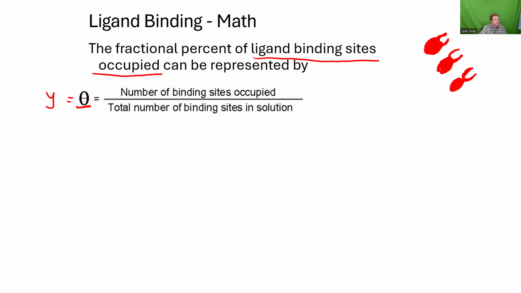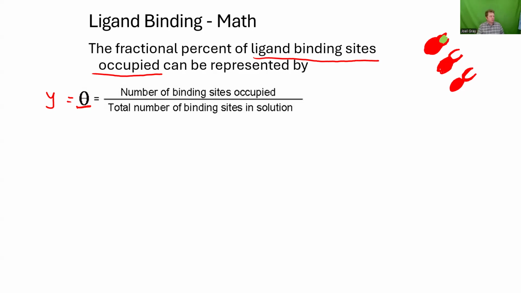Okay, so here are our three proteins. I'm going to switch my ink so that I can then color in. Okay, I've got three copies of the protein. Each one of them has a ligand binding site.